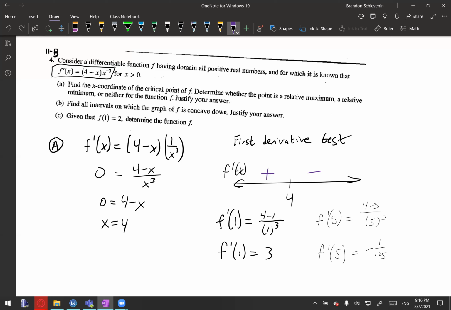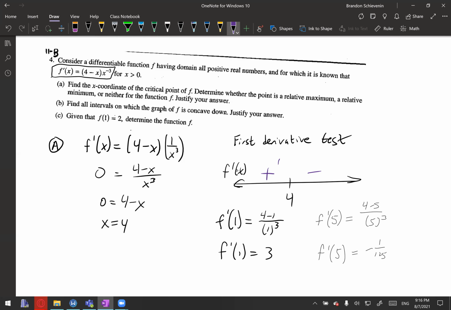Wait, so it changed from positive to negative? F prime changed from positive to negative. So the slope of f changes from positive slope to negative slope. So at x equals 4, is that going to be a relative maximum, relative minimum, or neither? Neither? So in this case, this will actually be a relative maximum.